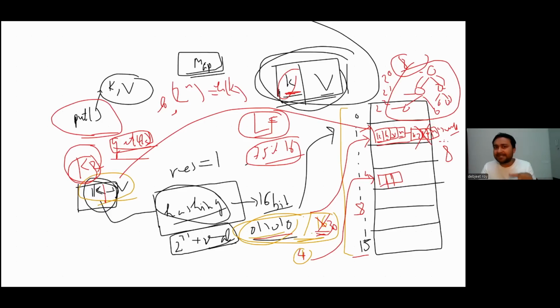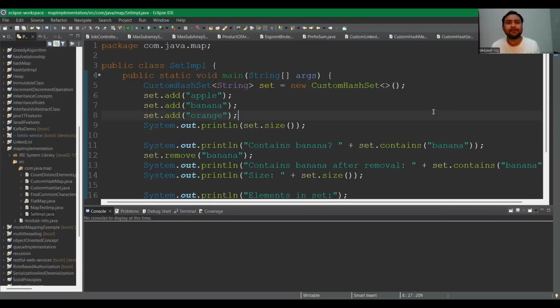Set internally implements map only, but the value is a dummy object for set, and for map you are actually putting the value for that key. So this is the difference between set and map. It's a slight difference. And this was it for the understanding of how set and map are internally implemented. Now let's go on to the code and see how we can implement set and map. I hope you can see my screen now.